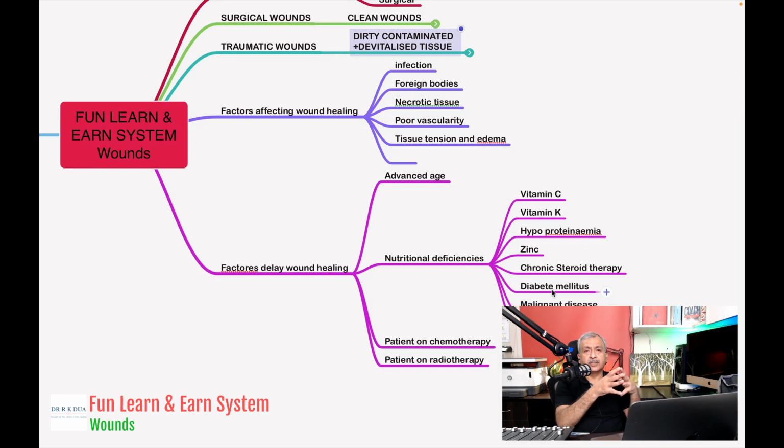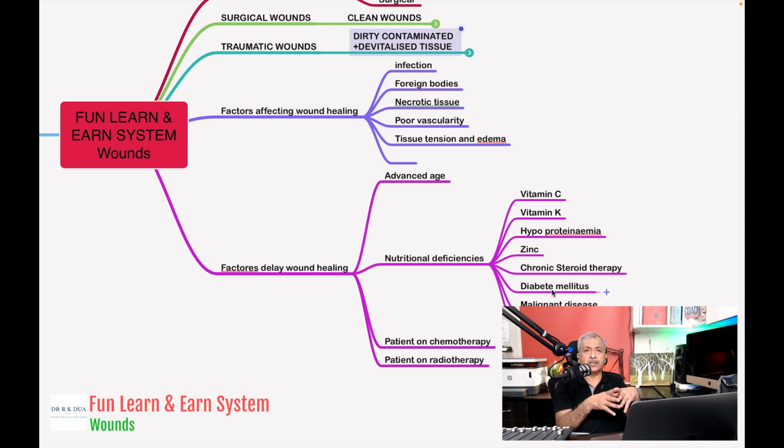Vitamin C is very important in the maturation of the collagen fibers. Hypoproteinemia will give rise to poor collagen fibers, that means poor strength of the scar tissue. Zinc is also required in the maturation of the collagen fibers. If zinc is deficient, then proper maturation of the collagen fiber will not take place and the scar will be very weak.